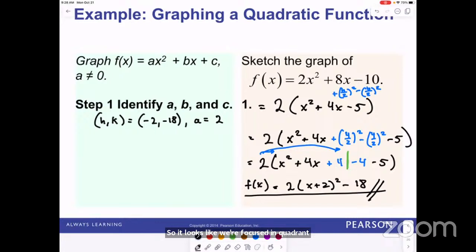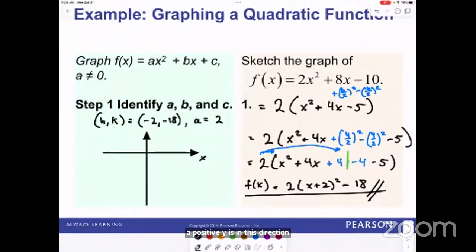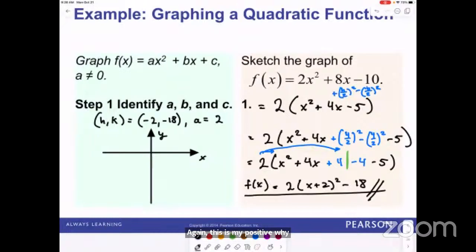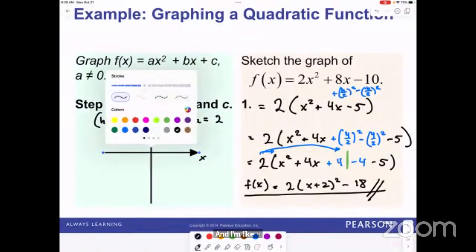Okay. So I think I'm just going to do a rough sketch again. So say my positive x is in this direction. My positive y is in this direction. But I'm trying to focus on quadrant 3. Okay, all right, I'll take it. Again, this is my positive y. It's kind of small. I feel like 4 is a little bit better.